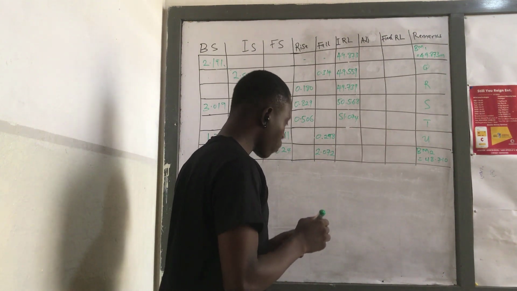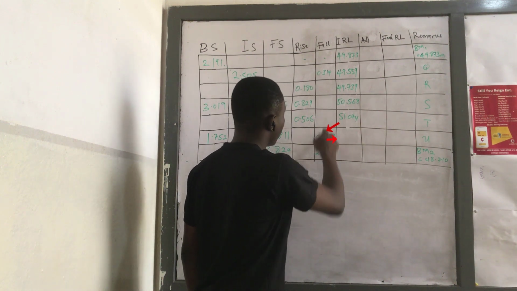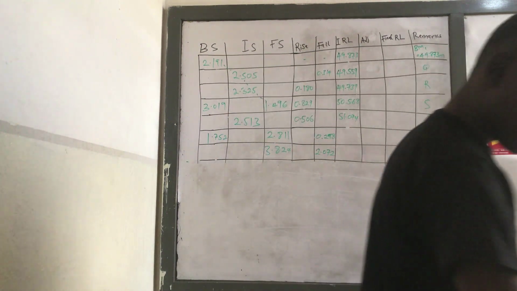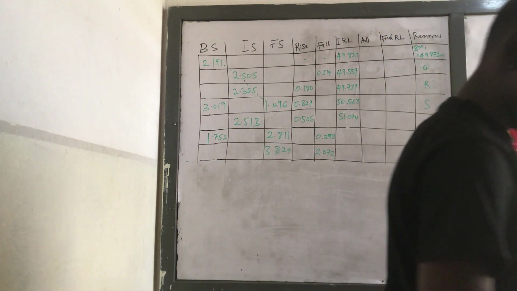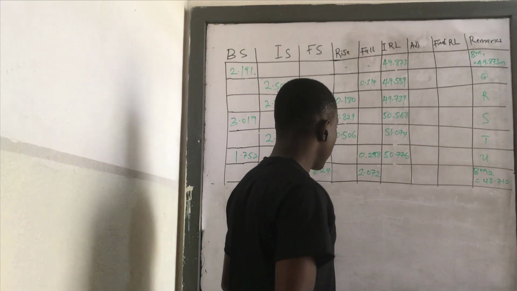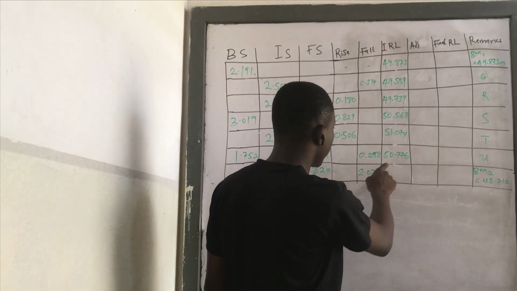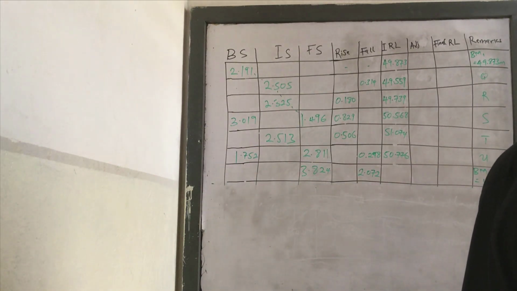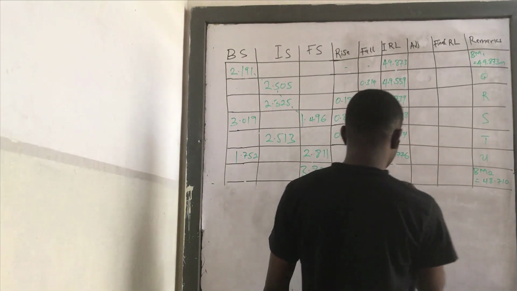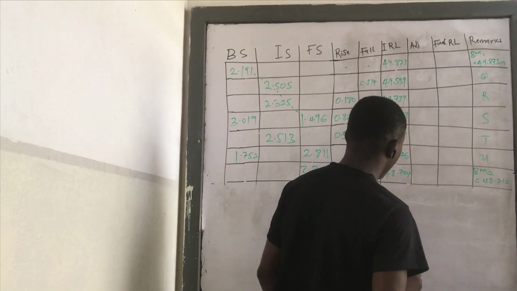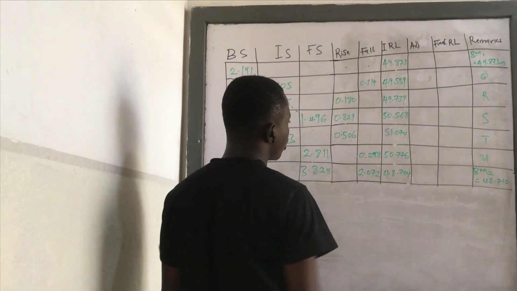51.074 minus, because it's in the 4 column, 51.074 minus 0.298, we get 50.776. And then the last one would be 50.776 minus 2.072, and we get 48.704. Alright, so that's basically the initial reduced level.